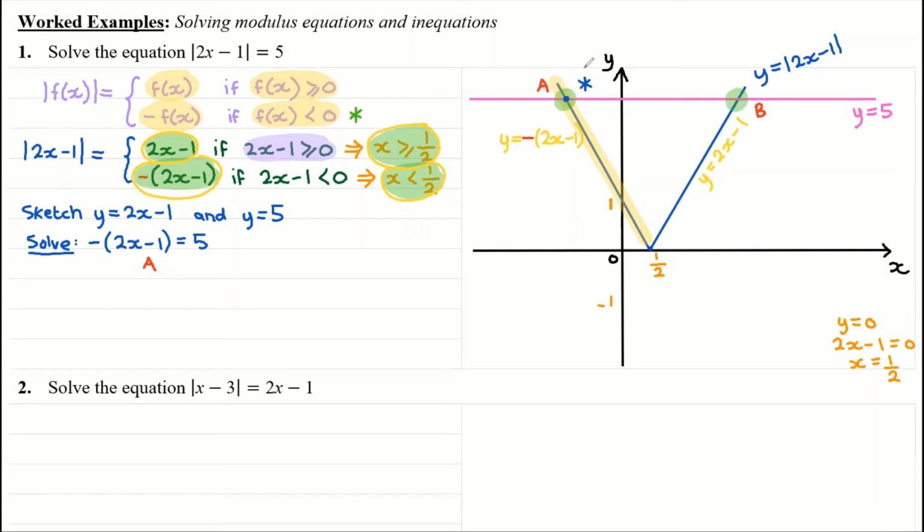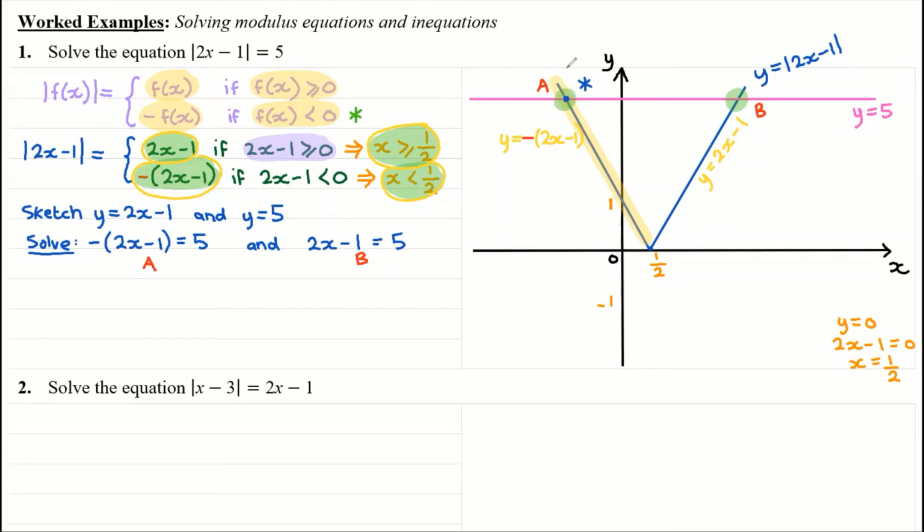Also, we have another equation to solve. So we have the positive branch of y equals the modulus of 2x subtract 1, which is just 2x subtract 1, isn't it? It's just the same. And when is that equal to 5? Okay, and that will give us the x coordinate of the point B. Okay, so we solve them separately.